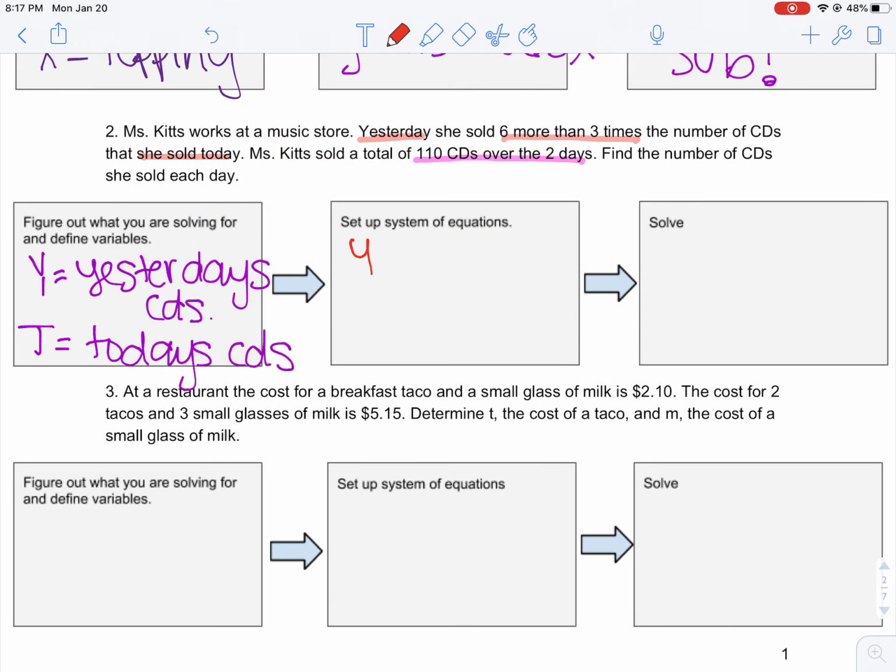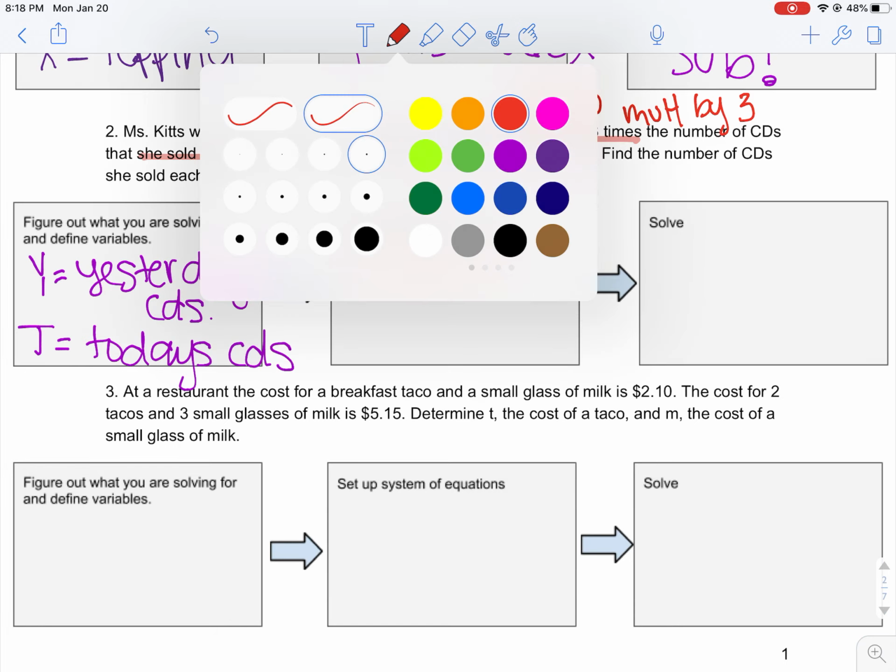So my red equation: yesterday she sold 6 more. I know that more means to add. Than means to reverse the order, so I'm just going to put RO. 3 times, well, times means multiply by 3 the number of CDs she sold today. So Y equals, I had to reverse the order, so I need to say 3 times the number of CDs she sold today, so 3T. More is add, and I'm adding 6.